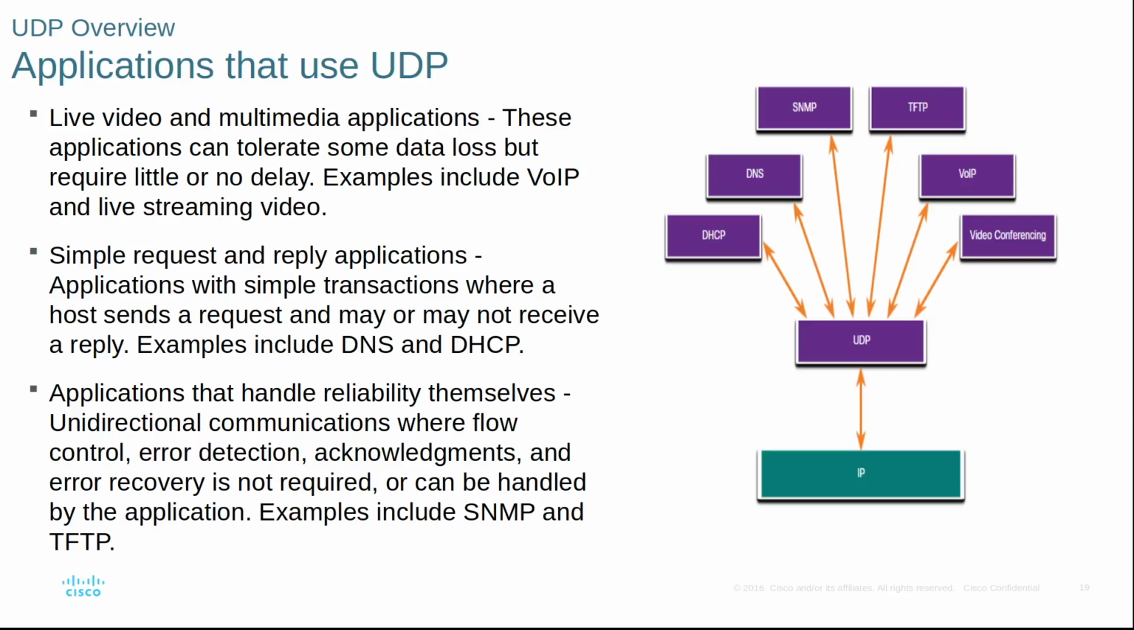So applications that use UDP: anything that needs high bandwidth, right? Streaming, VoIP. VoIP requires high bandwidth. It needs very minimal delay. Streaming video, DNS and DHCP, believe it or not, also use UDP. Why? Because if it fails, we can just send a new one. It's okay. We want it fast. SNMP for remote management, TFTP, yeah, all use UDP.